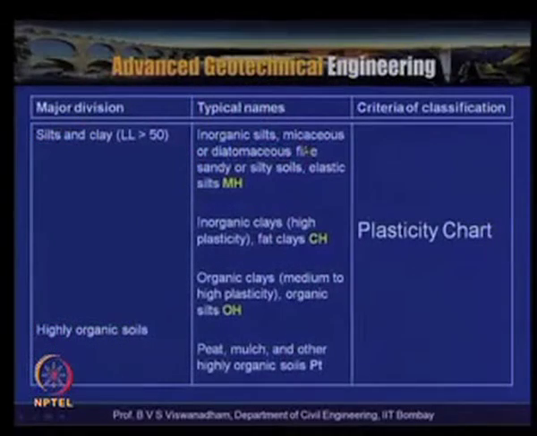And for silts and clays with liquid limit greater than 50: inorganic silts, micaceous or diatomaceous fine sandy and silty soils, and elastic silts are indicated as MH; inorganic clays with high plasticity and fat clays, having high compressibility and high plasticity, are indicated as CH. So MH and CH; organic clays with medium to high plasticity are indicated as OH. And peat, muck and other highly organic soils are indicated as PT, P and small letter t. According to the AASHTO classification system, we classify the PT type of soil as A-8, indicated as PT, for the highly organic soils.